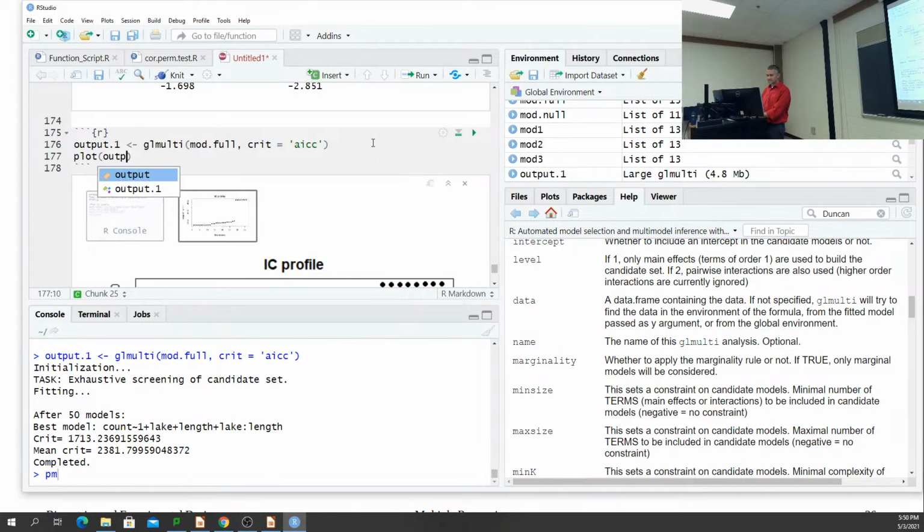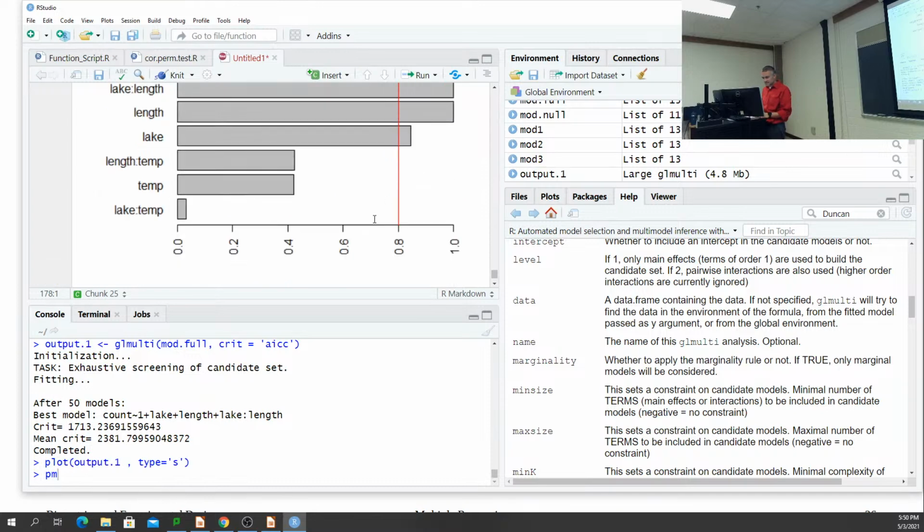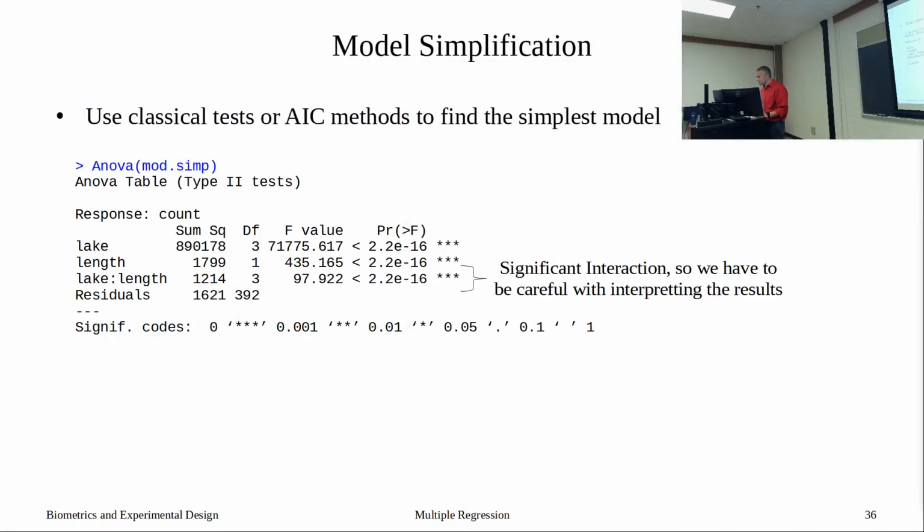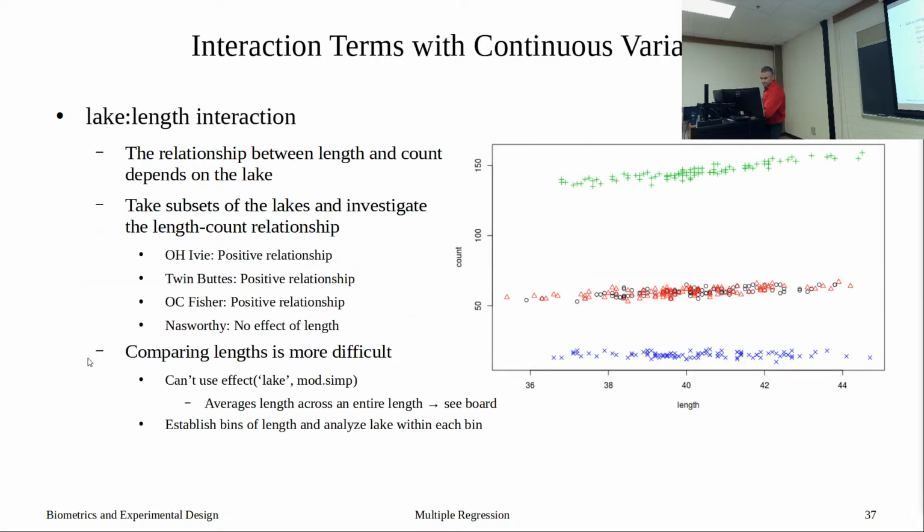Let's look at this. I'll put that one. Type X. Yeah, so one point that I had was temperature, but we get this. All right, so this looks good. We've got a significant interaction. So we're going to have to be careful looking at lake and length.